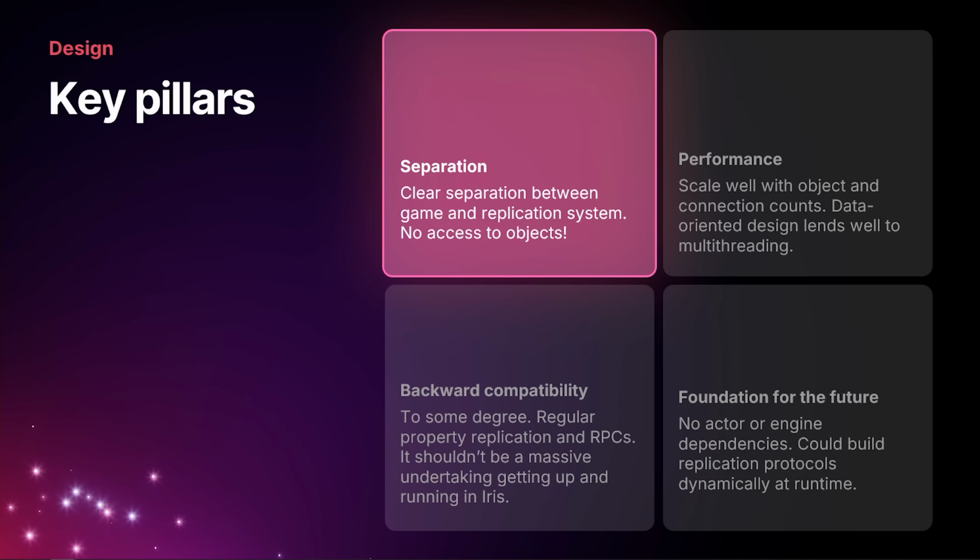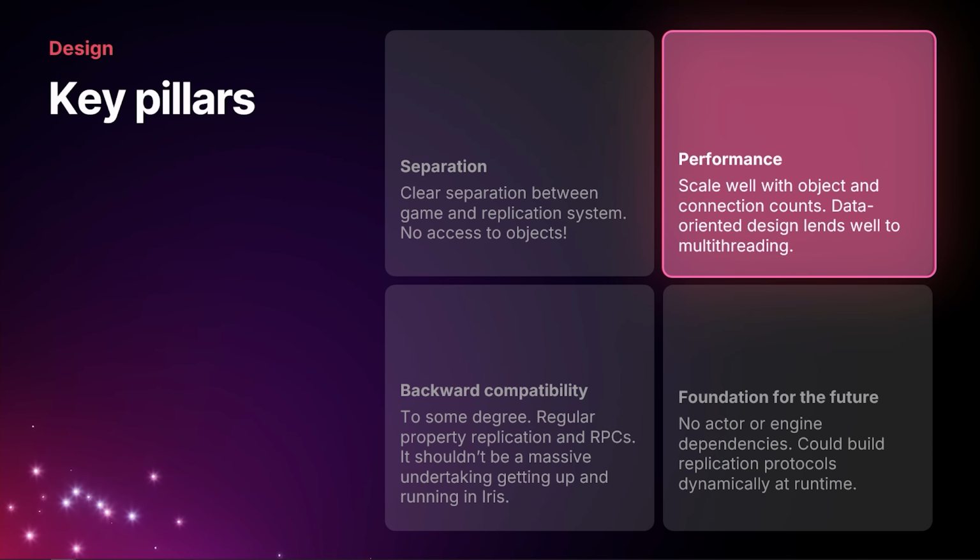So design and architecture. We had some key pillars when designing Iris. We wanted a clear separation between the game and replication system. And within the replication system, you have no access to objects. Of course, you needed to perform well, scale well with high object counts and connections. And also with the data-oriented design, it lends well to multi-threading and vectorization.